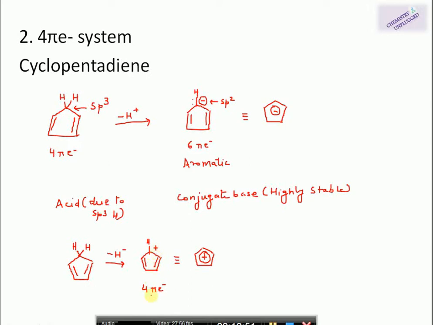So it is now an anti-aromatic system, and because it is an anti-aromatic system, this cyclopentadienyl cation is highly unstable in nature. These charged aromatic systems are known as quasi-aromatic systems. For example, this cyclopentadienyl anion is aromatic and it is also charged in nature. Therefore, these types of systems are known as quasi-aromatic systems.